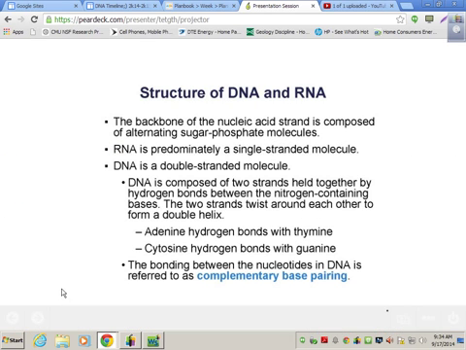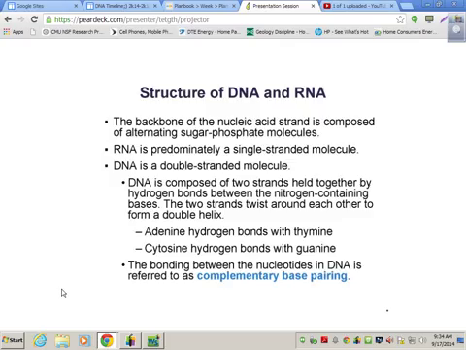So looking at the structure of DNA and RNA, the backbone of the nucleic acid strand is composed of alternating sugar phosphate molecules, and RNA is predominantly a single-stranded molecule, whereas DNA is a double-stranded molecule. I say RNA is predominantly because sometimes RNA folds on itself and parts of it become double-stranded, like in tRNA, right? You guys remember tRNA? Okay. We'll talk more about those, don't worry.